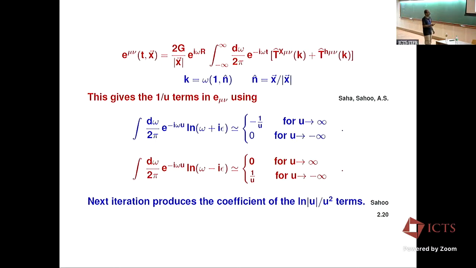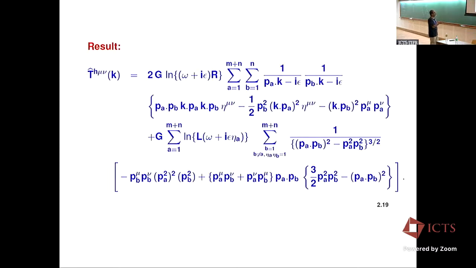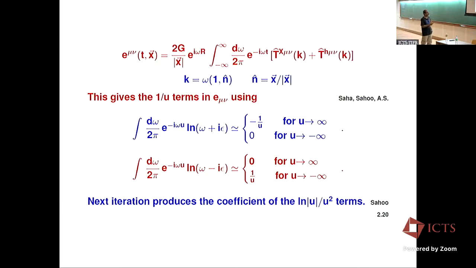Okay. And if you recall the kind of expressions that T hat x and T hat h had, this log of omega with some i epsilon prescription, log of omega plus i epsilon or log of omega minus i epsilon if eta is negative. And now we are going to use these Fourier transform rules. This again is something that you can easily verify, that if you have an integral of this kind, where the integrand has this logarithmic singularity near omega equal to 0, this translates in the Fourier transform language as a behavior where it goes as minus 1 over u for large positive u, and it goes to 0 for large negative u.